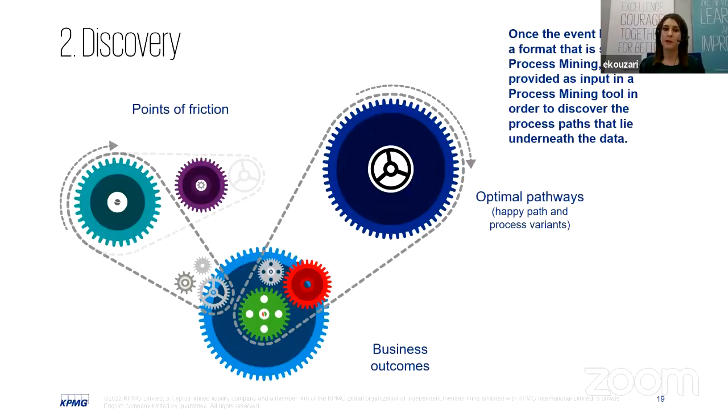So during the discovery phase, we are focusing on the bottlenecks and how to resolve them. We are focusing on whether the business outcomes are met, and of course, identifying that happy path and examining the process variants so as to make them match or come as close as they can get to that happy path.